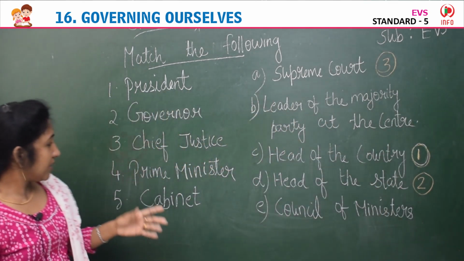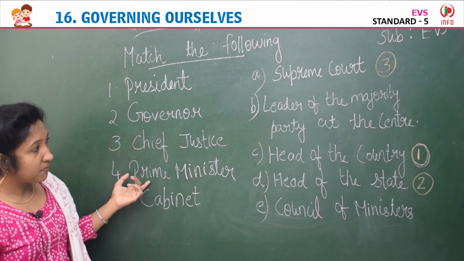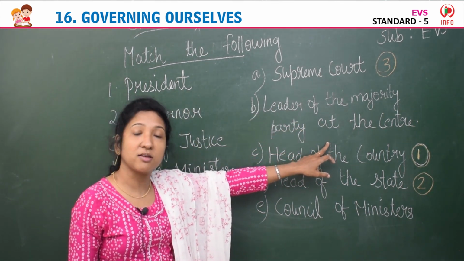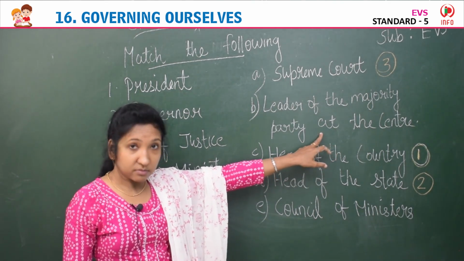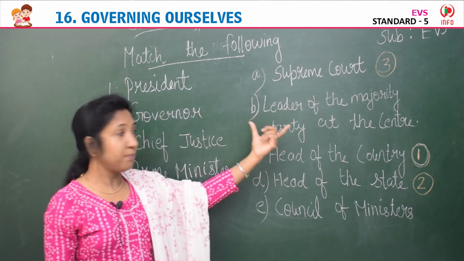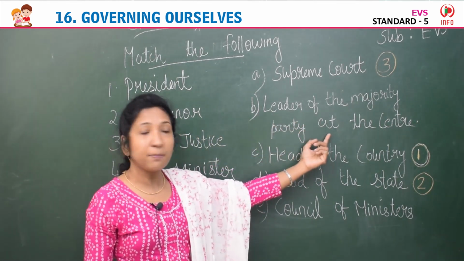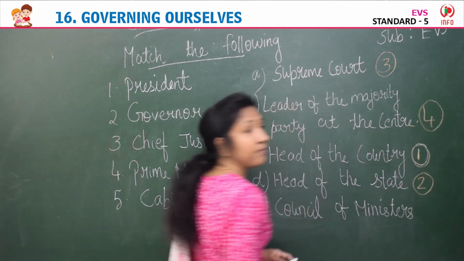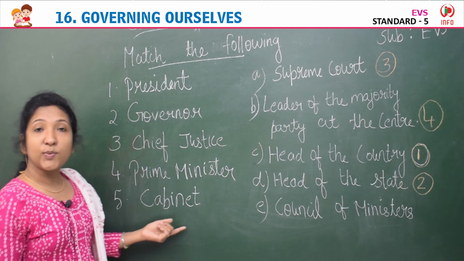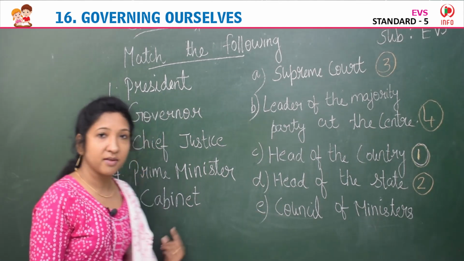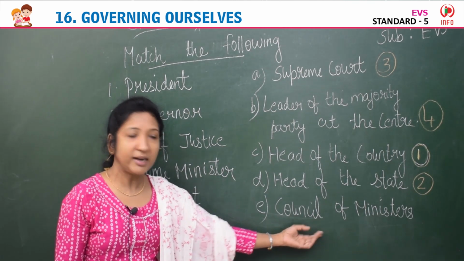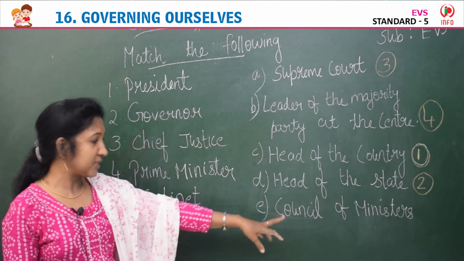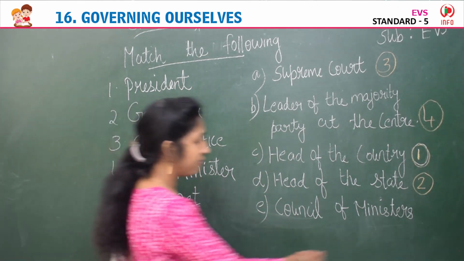Next, Prime Minister. Prime Minister is the leader of the majority party, the party who wins the election. So, Prime Minister, leader of the majority party at the center. This is the fourth one. Now last one is cabinet. Now the one that is left is this one, right? So cabinet is the council of ministers, that group of ministers is called cabinet. This is the fifth answer.